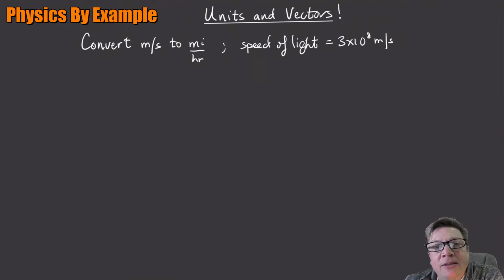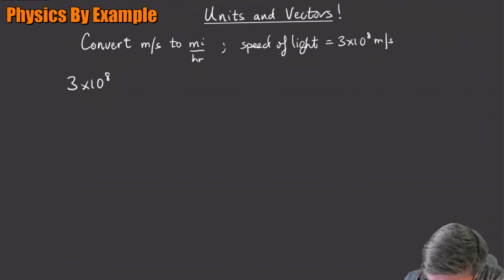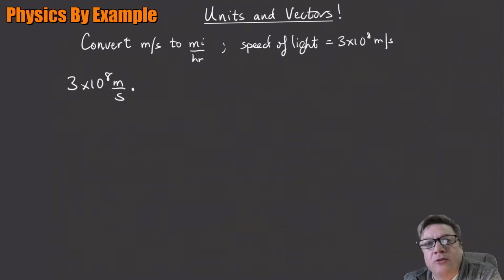A speed that you're going to be using throughout physics is the speed of light. So let's convert the speed of light from 3 times 10 to the 8th meters per second to miles an hour. I was born in this country, and that's just the way I think. I'll never, ever get out of it. But meters per second is what we use in physics.